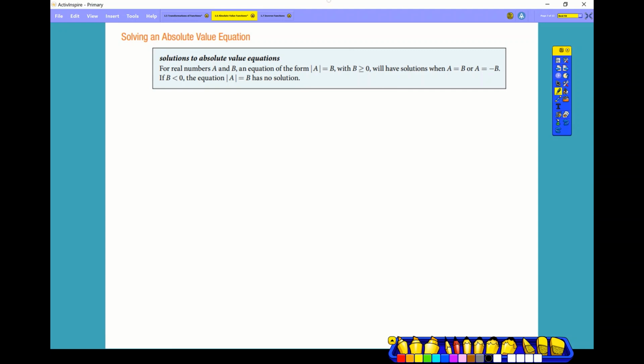So, solving an absolute value equation. The way absolute value equations work, since you can have positive and you can have negative, is you actually have 2 equations. So let's say I had the absolute value of x minus 3 is equal to 7. Then I would have x minus 3 is equal to 7, or x minus 3 is equal to negative 7. And I could solve for those.